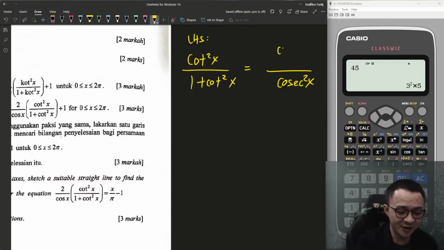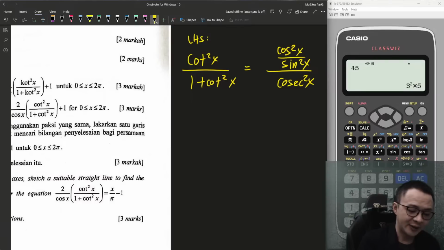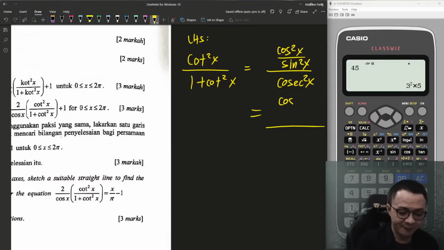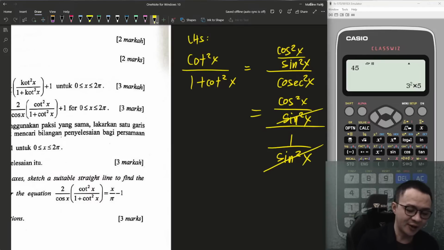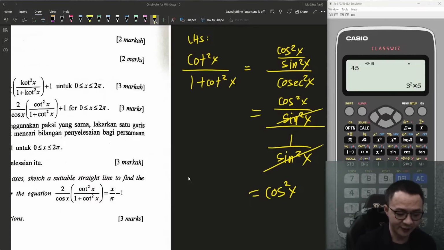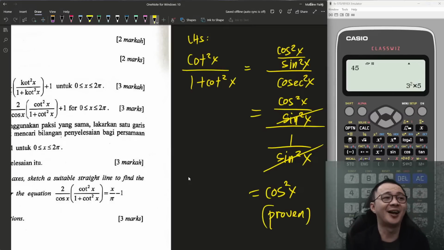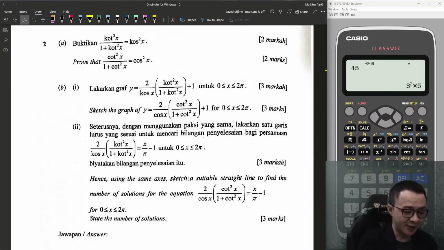Okay, cotangent squared is cos squared x over sine squared x, isn't it? Then cosecant squared is 1 over sine squared, isn't it? So sine squared and sine squared I cancel, and I get cos squared x. Okay, proven. Because they asked us to prove, we actually will get this one. So this is how we prove. 2 marks only, it shouldn't be too difficult. This one is quite easy. Alright, done.